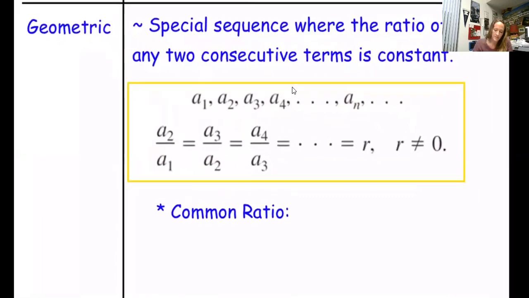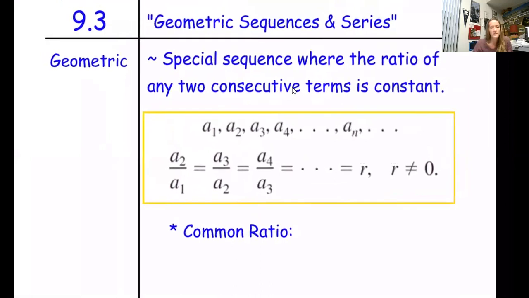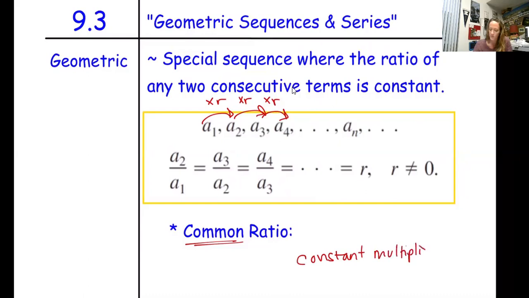So geometric, what's different? It's another special type of sequence, except this time, instead of adding a constant every single time, we are going to be multiplying by the exact same number. Remember, it's not about just there being a pattern, but there being a common or constant pattern. And this time our constant pattern is a constant multiplier.